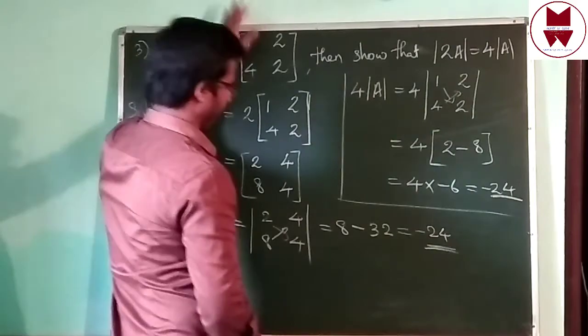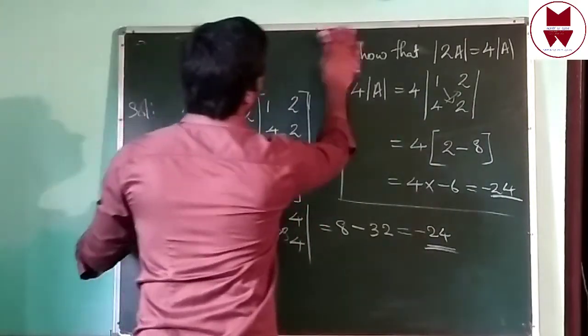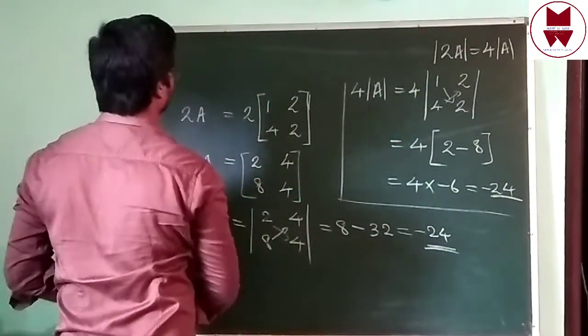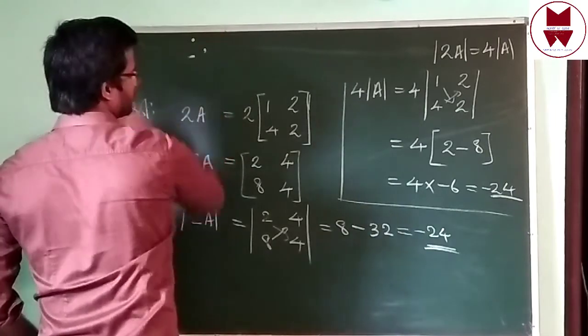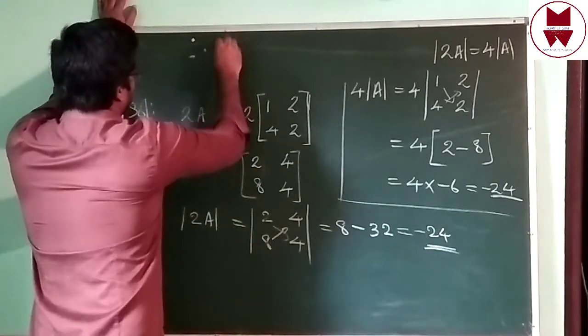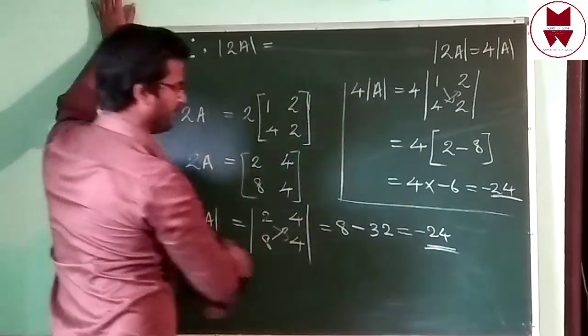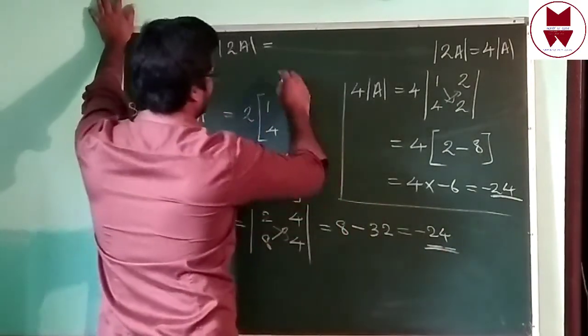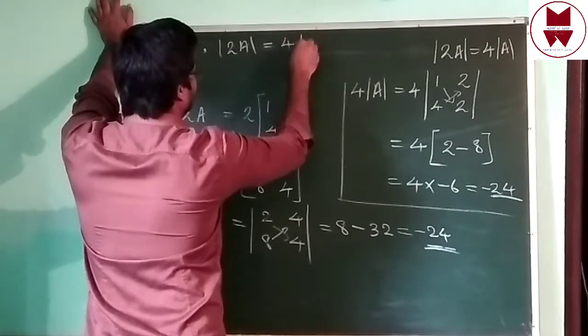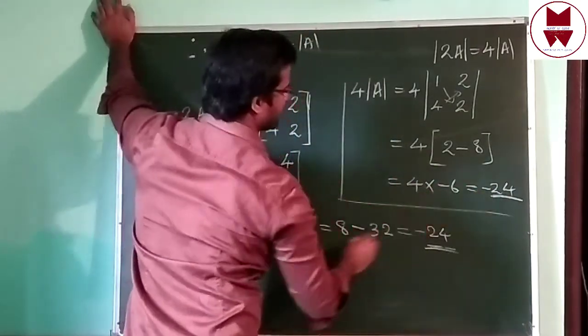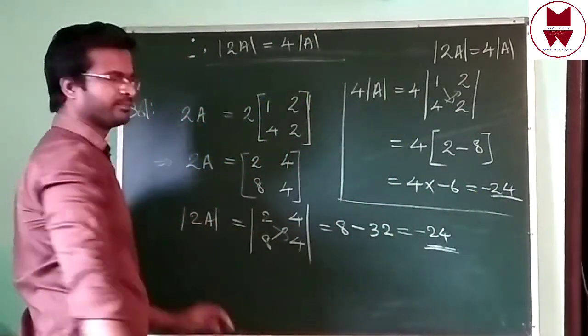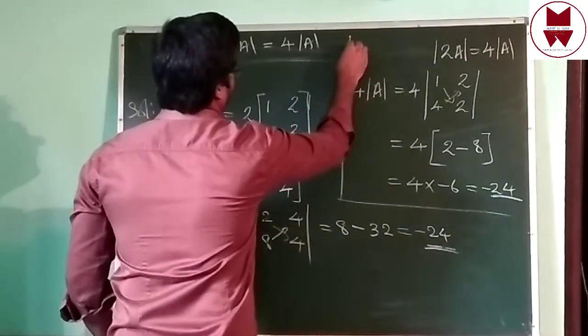Then what do we get? Therefore, the determinant of 2A we got is minus 24, isn't it? Then 4 into the determinant of A, that is also minus 24. Both answers are equal, isn't it? Hence true.